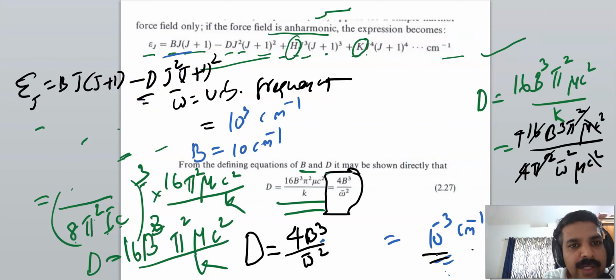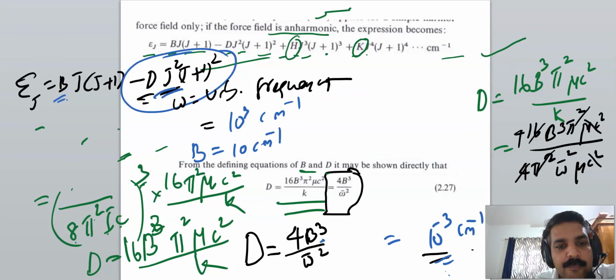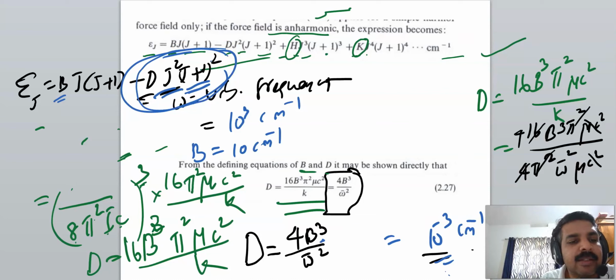So for smaller values of J, we can calculate this term, or the value will be the same as the rigid rotor approximation. When the J value increases, at higher values of J, that is J increasing from 5, 6, 7, 8, at that time this term becomes prominent or significant. In that case the value of separation decreases.